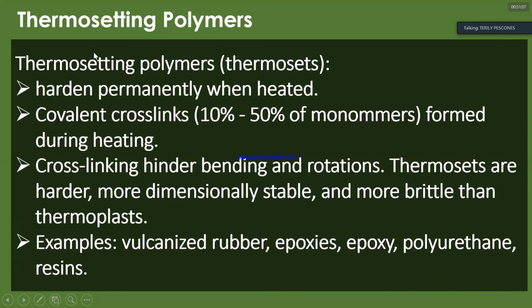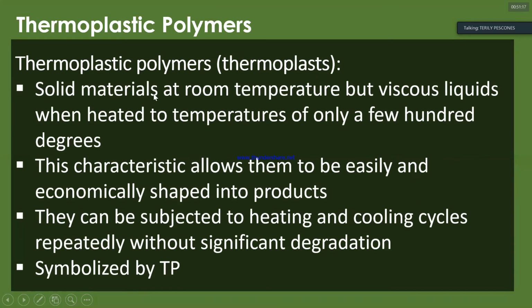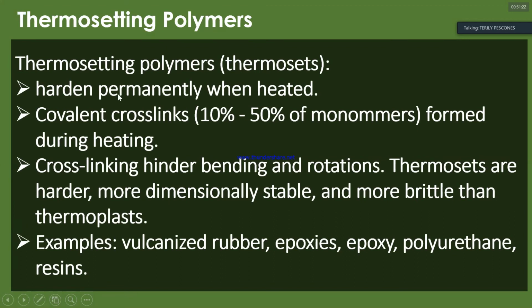Okay, so dalawa lang naman yung ating pinagkukumpara dito. You have the thermoplastic and thermosetting. So, ang thermosetting polymers naman or simply thermosets, yung kanina, thermoplast. No? Thermoplastic or thermoplast, thermosettings or thermoset. So, harden permanently, or irreversibly, no? When heated. Ibig sabihin, once it is heated, pagka solid na siya, hindi mo na siya pwedeng iinit ulit, tapos babalik siya sa liquid form. No? So, harden permanently when heated. So, it is covalent crosslinks of monomers formed during heating.